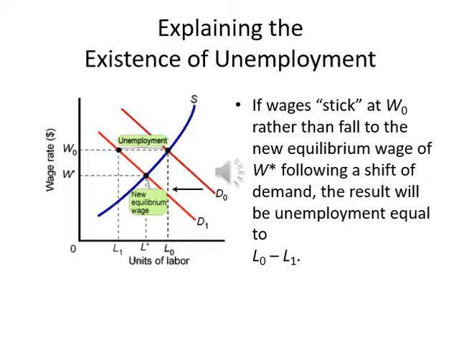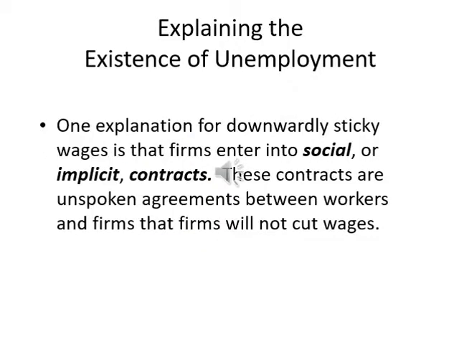Explaining the existence of unemployment. One explanation for downwardly sticky wages is that firms enter into social, or implicit, contracts. These contracts are unspoken agreements between workers and firms that firms will not cut wages.